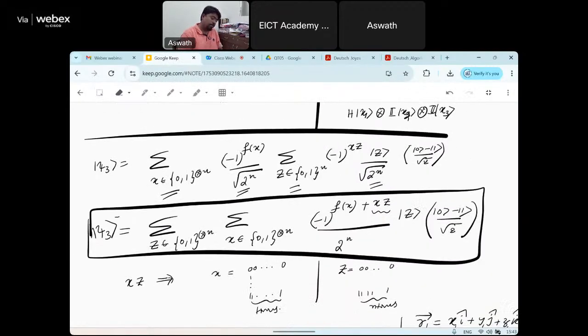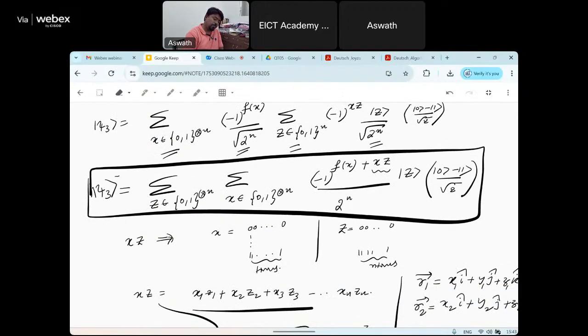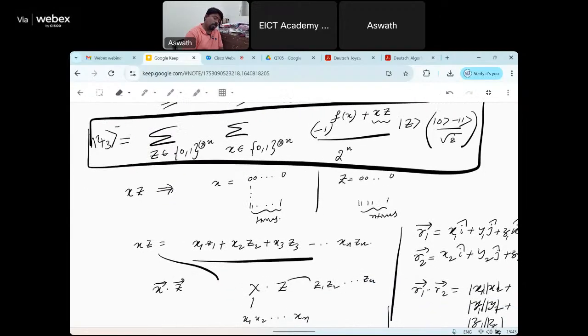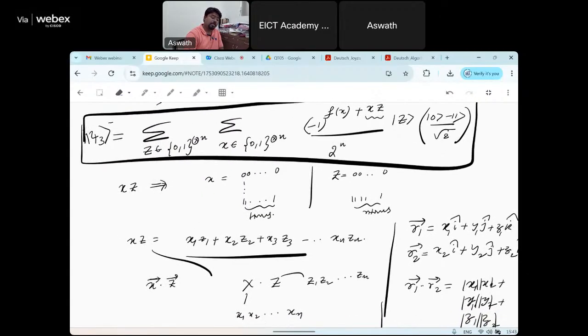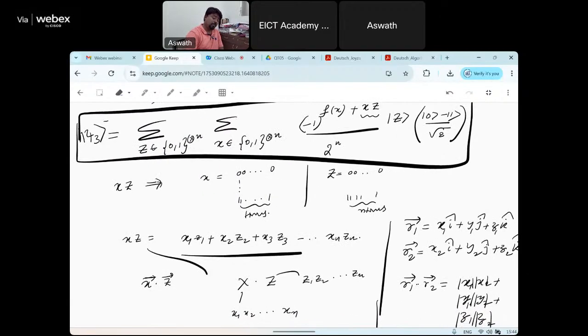Now, there is a summation over z and a summation over x, which are independent. I can just rearrange and put them together. So now if you see, for both the query part and the ancilla part, the probability amplitude multiplying is (-1) to the power of f of x plus x dot z. That is the leading thing which is going to dictate what the probability amplitude would be.